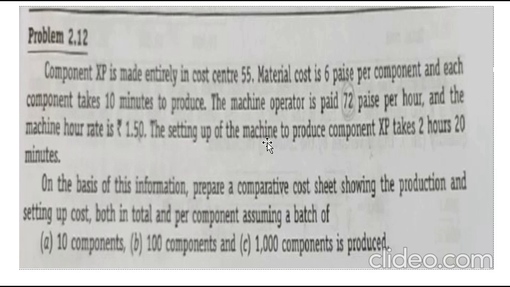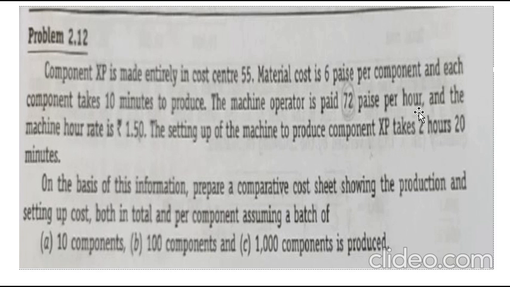Then the setting up of the machine to produce component XP takes 2 hours 20 minutes. Yes, they've stated the time to set up this machine. Setting up is nothing but to arrange the machine and fix it for the production to start up. That is known as setting up or setting up charges. So to set up a machine to produce component XP, it takes 2 hours 20 minutes. So the time is 2 hours 20 minutes.